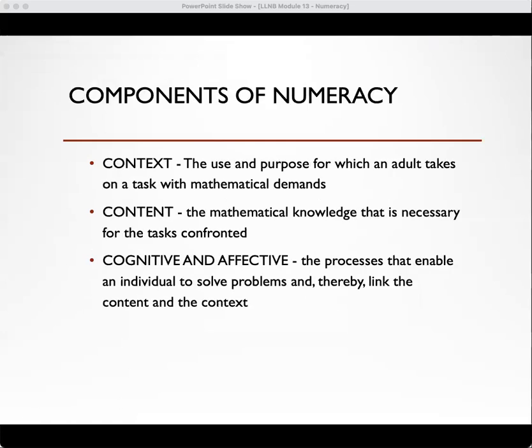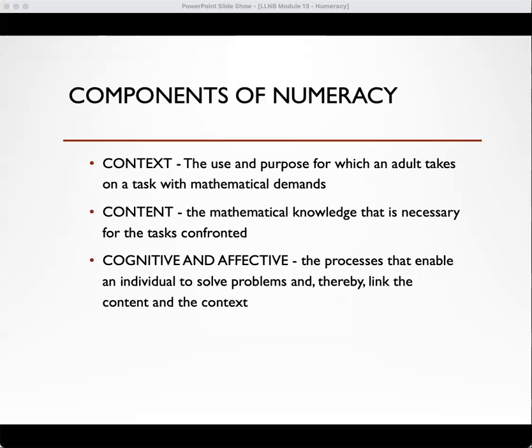So what are some of the components of numeracy? One useful way of thinking about the components of numeracy is looking at the context, content, and the cognitive and affective processes. So let's take a look at this framework. For context, the use and purpose for which an adult takes on a task with mathematical demands. Why would they do that?